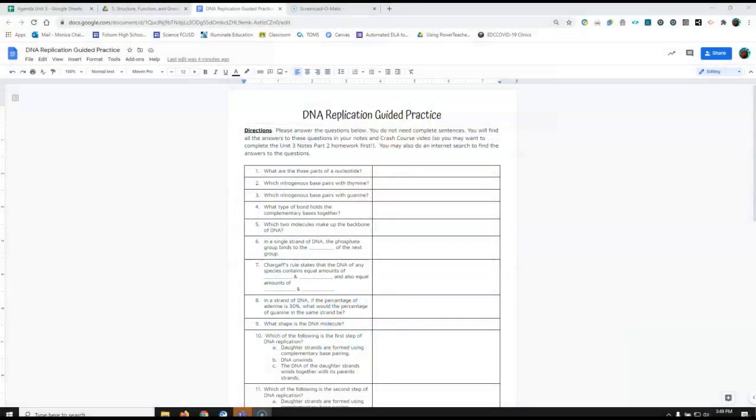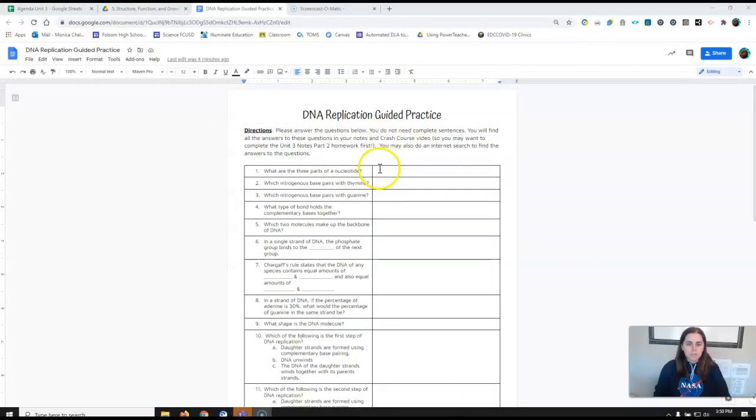Okay, so let's go ahead and look at the worksheet, which is here. All right, so I don't really think I need to go over all of these. Some of these were opener questions. The nucleotide is your base, your sugar, your phosphate. Adenine pairs with thymine, cytosine pairs with guanine, and hydrogen bonds hold those two strands together. And the backbone is the sugar phosphate molecules together. The bond that they create is that backbone. Phosphates in one group bond to the sugars of the next group as you move up the ladder.